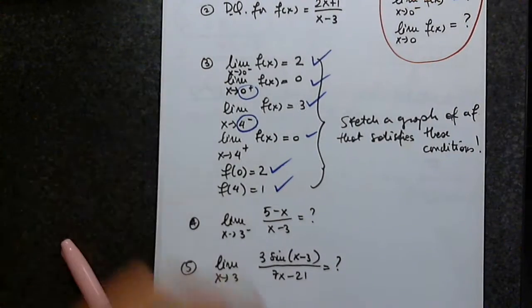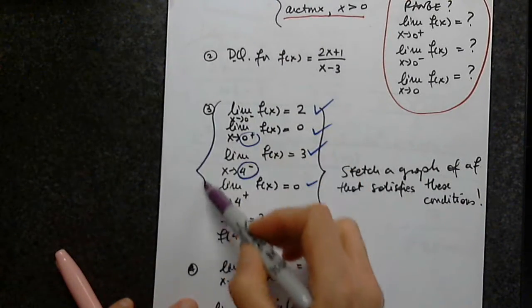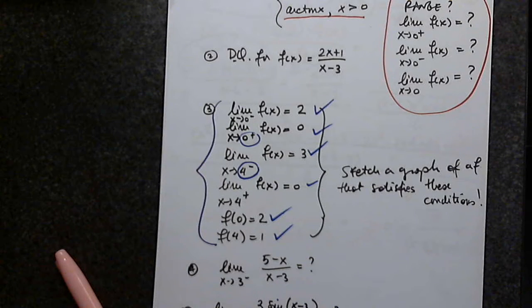So I would like us to look at these conditions, write them down, and create a function, a graph of a function. There is more than one correct answer. Sketch a graph of a function that satisfies these conditions. So let me read them to you. The limit of f of x as x approaches 0 from the left is 2. The limit of f of x as x approaches 0 from the right is 0. So from the left of 0 is 2. From the right of 0 is 0.